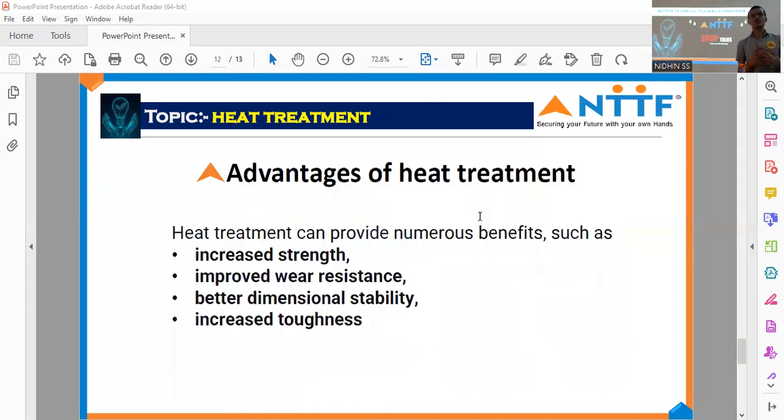The next point is the advantages of heat treatment. Heat treatment can provide some benefits such as increased strength, improved wear resistance, better dimensional stability, and increased toughness.